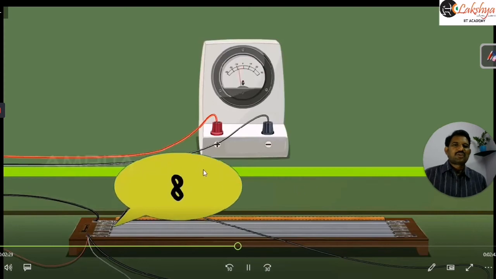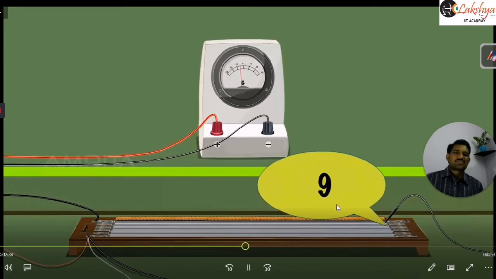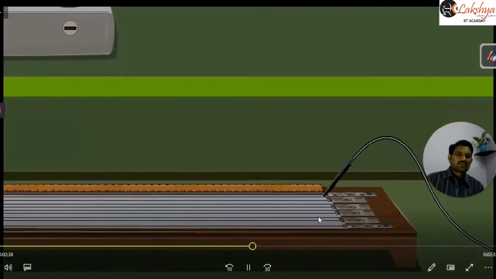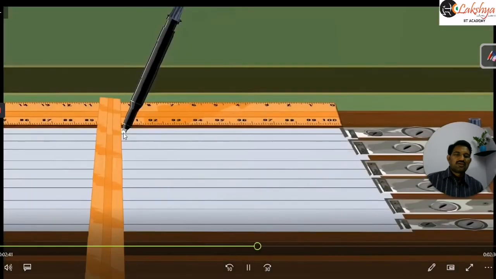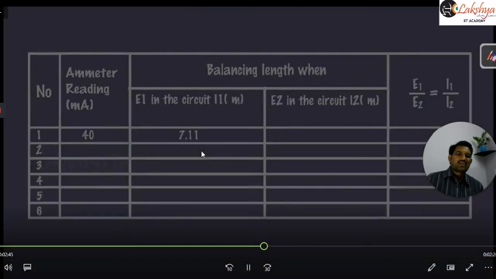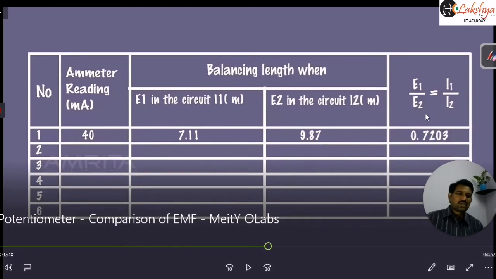We repeat the process until this galvanometer shows a zero deflection. At some point it will show zero deflection. Then we note that value as L2. This is our balancing length here. According to our principle, when all the parameters remain constant, E is directly proportional to L. So we can write E1 by E2 is equal to L1 by L2. The EMF of the cell is directly proportional to the balancing length, which is the principle of the potentiometer. So from that we write E1 by E2 is equal to L1 by L2.